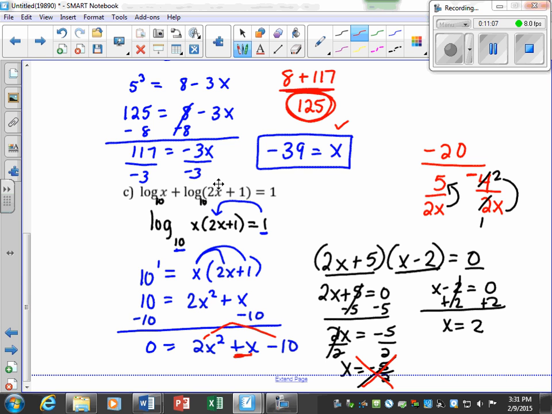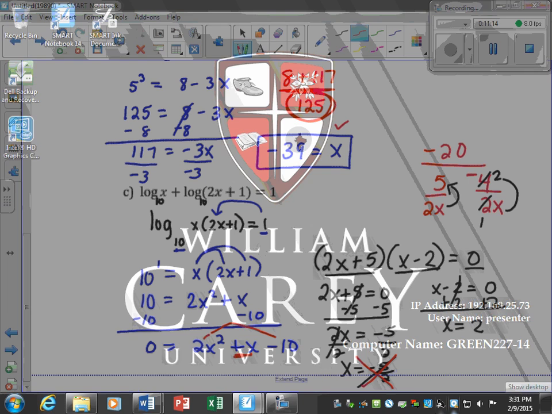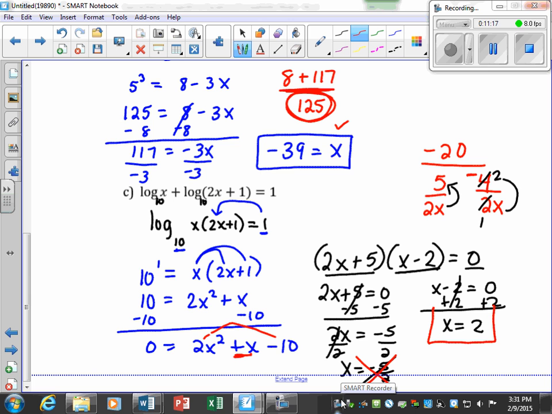If I plug the 2 in right here, 2 times 2 is 4, plus 1 is 5. Well, 5 is a positive number. So this answer gets to count because whenever I tested it in the original arguments, it gave me positive values. When I plug this in, even just in the first one, when it failed one, it automatically fails. So we want to check our values to make sure that we get positive.